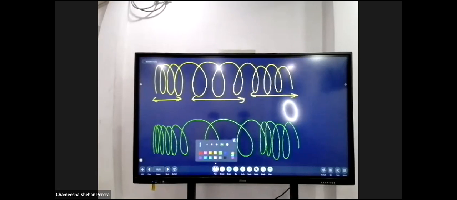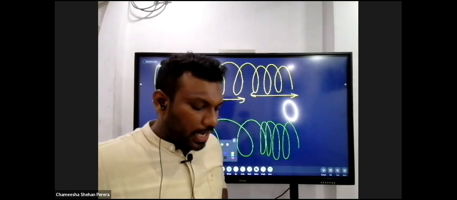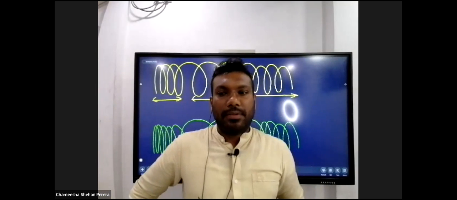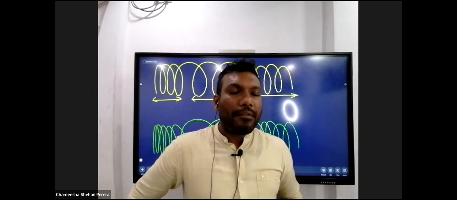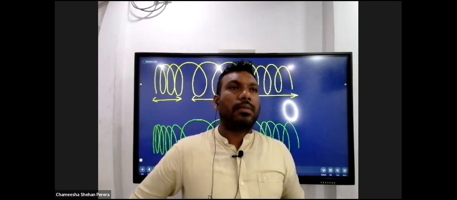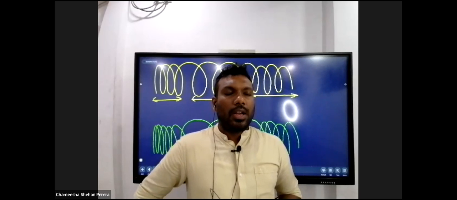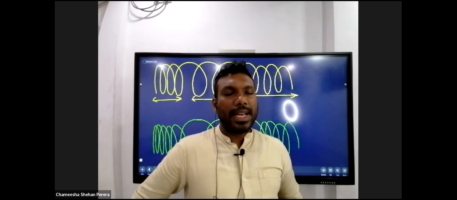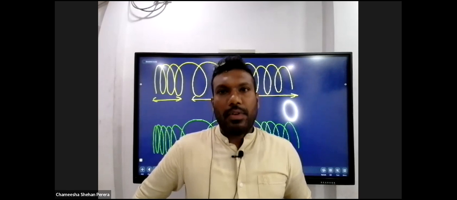Okay. Try like this. Amplitude of a longitudinal wave is a measure of how compressed or rarefied the medium becomes when the wave propagates.